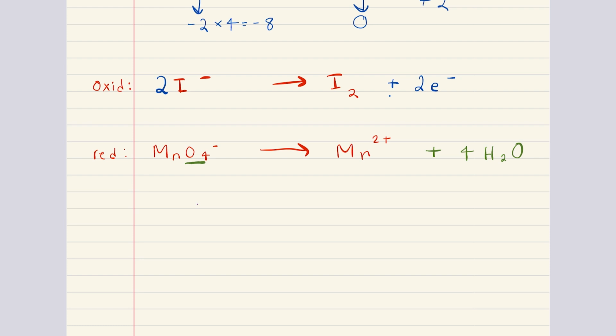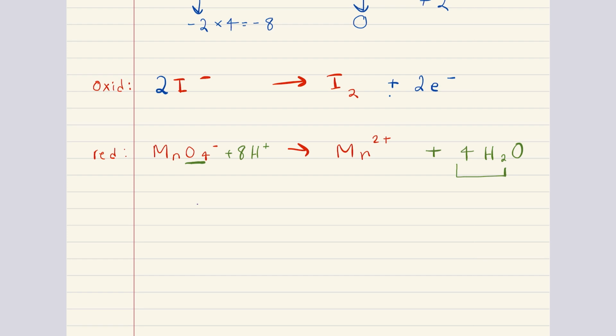Then we're going to balance the hydrogen atoms. On the product side, we have a total of 8 hydrogen atoms. So we're going to want to add 8 hydrogen ions to the reactant side to make sure that now our hydrogen atoms are balanced.